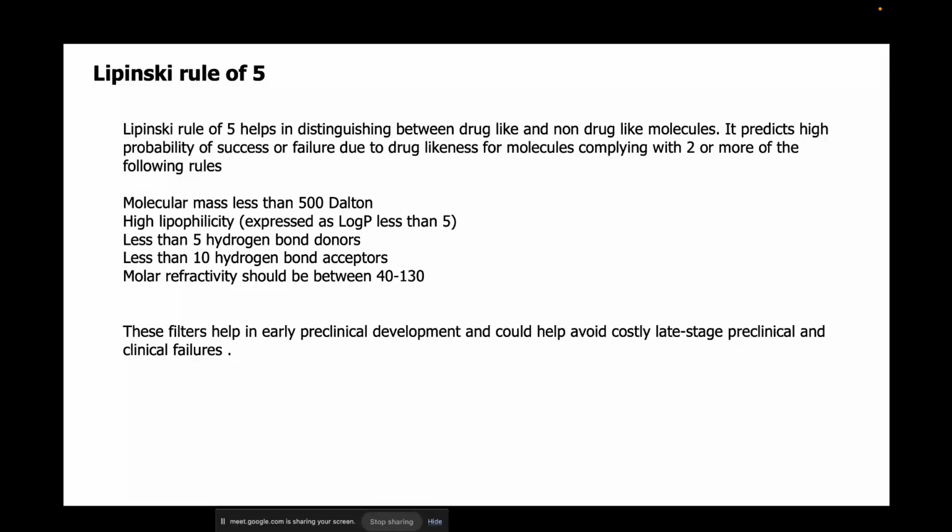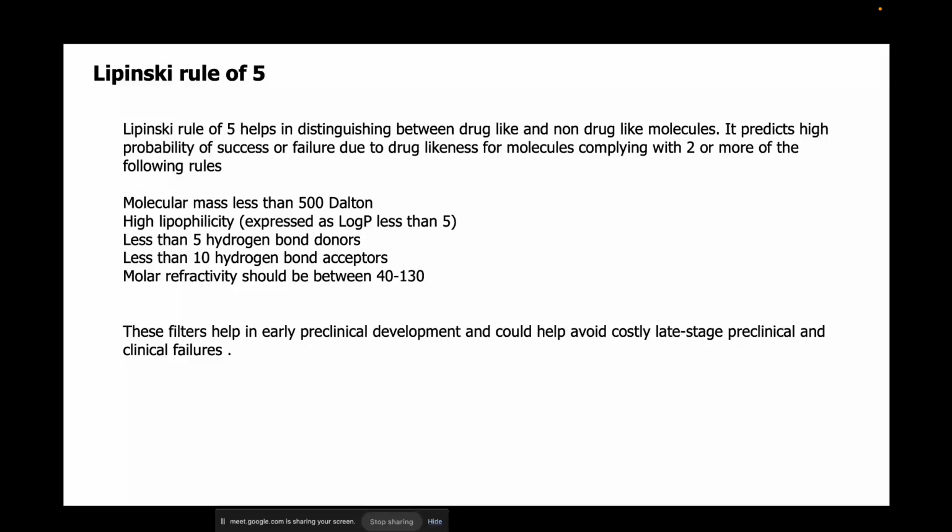So now we have something called Lipinski's rule of 5. In case of drug designing or computer assisted drug designing, there are 5 rules that this person proposed in distinguishing between drug like and non drug like molecules, right? It predicts high probability of success or failure due to drug likeness for molecules complying with 2 or more of the following rules. So the first rule is that molecular mass should be less than 500 Dalton.